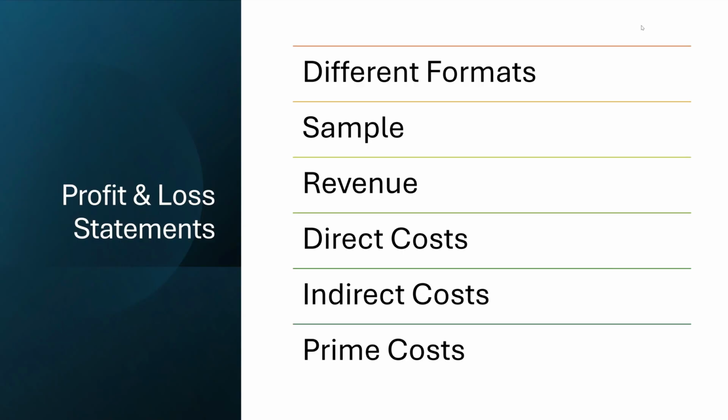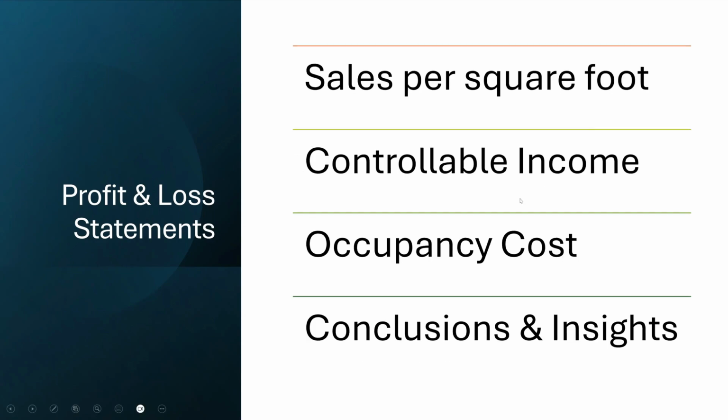We'll talk about revenue, direct costs, indirect costs. Those three potentially have different names as well, so we'll try to talk about that a little bit. We'll talk a little bit about prime costs overall, spend a little bit of time on that. We'll talk about sales per square foot of a facility. We'll talk about the controllable income, potentially the occupancy costs, and then we'll wrap everything up with some conclusions and insights.